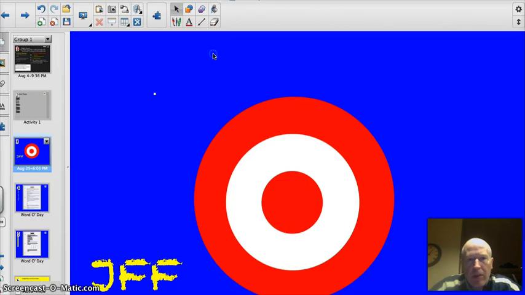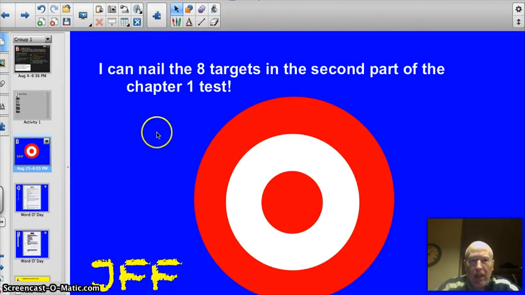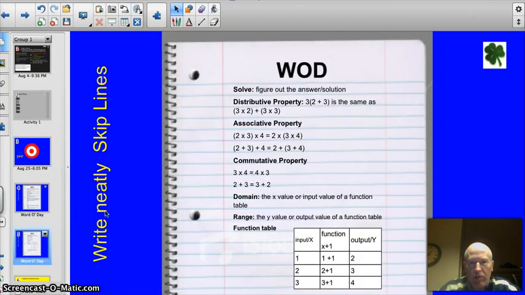Tonight we're going to be jumping right into the target, which is to make sure that you can nail the last 8 targets in the second part of this chapter 1 test. So no trivia question for tonight. First of all, let's take a look at some of the vocabulary words that we're going to be reviewing tonight as we go through the targets.